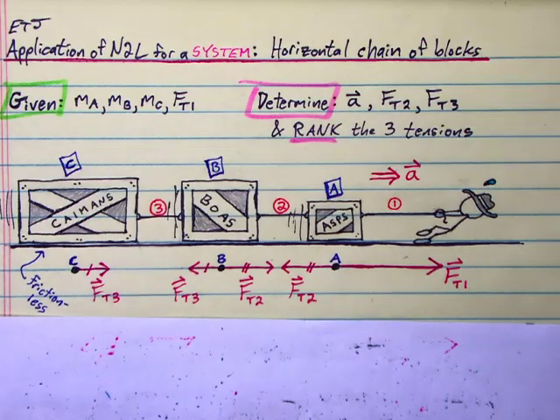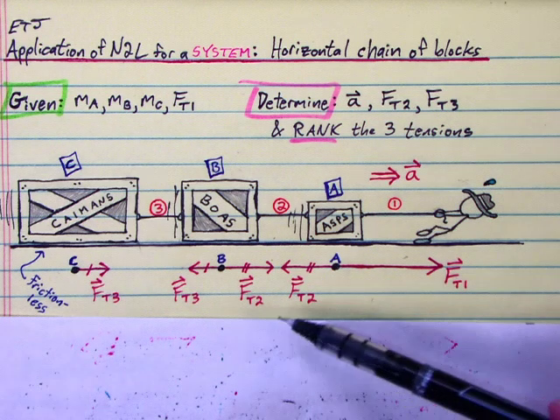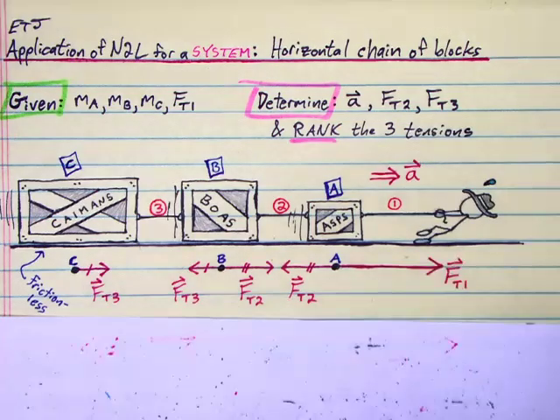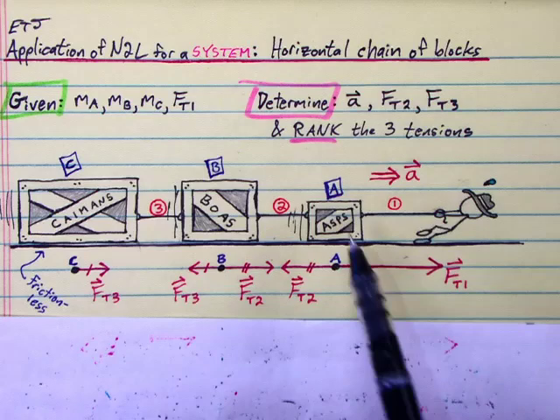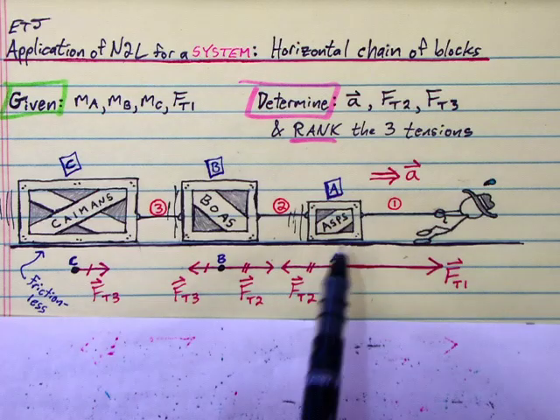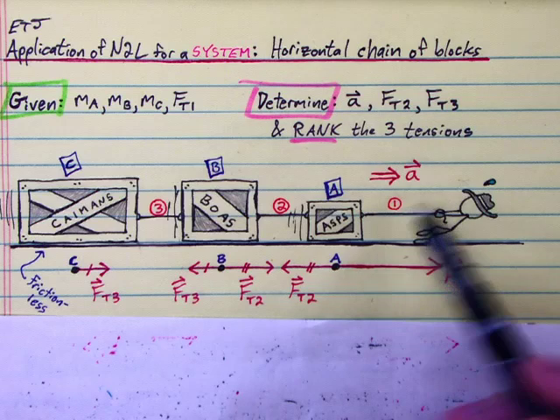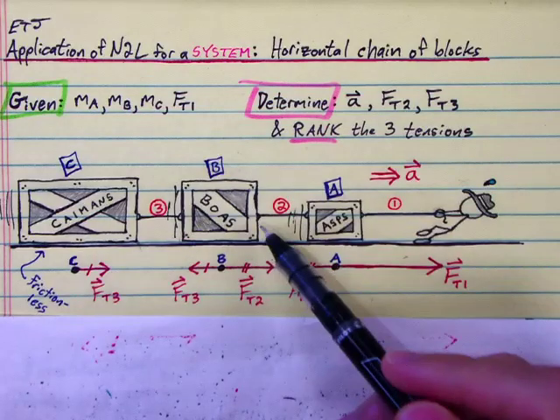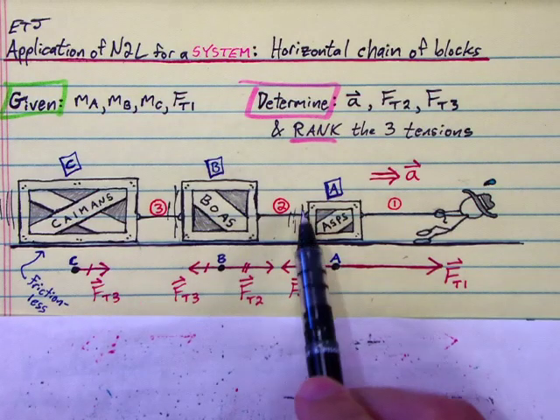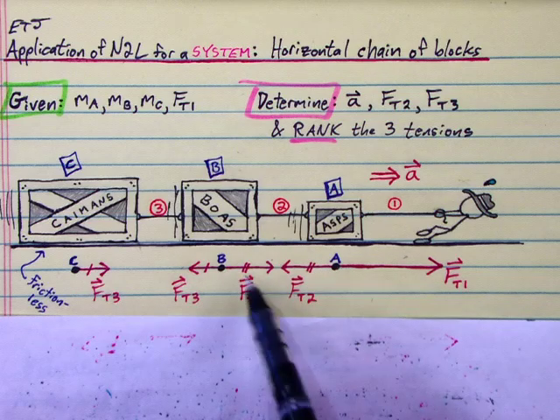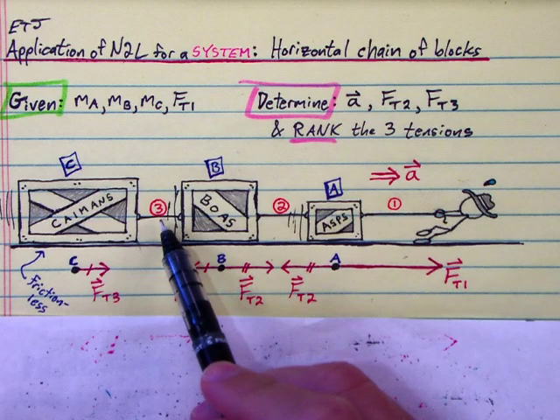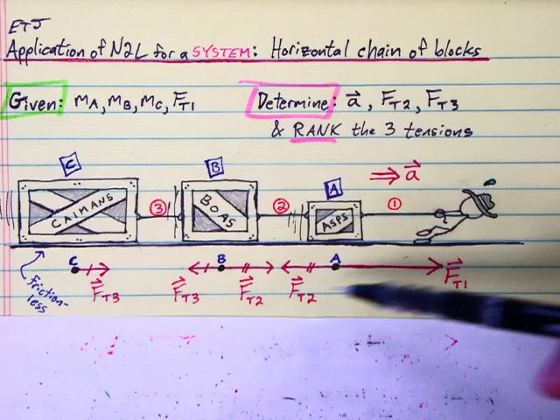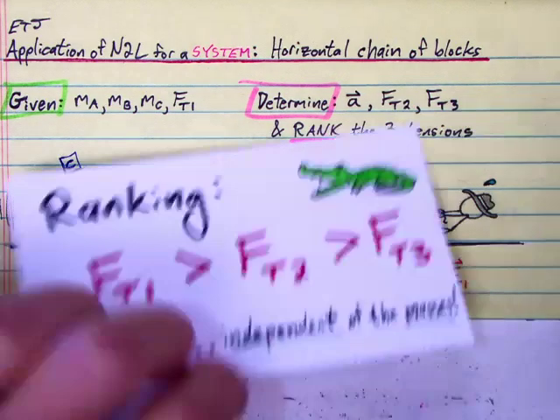Okay, I think without going any further, we can already rank our three tensions here. Looking just at the FBD for crate A, we see that in order for this crate of asps to accelerate to the right, tension 1 has to be greater than tension 2. Likewise, if we look at crate B, the boas, in order for this crate to accelerate to the right, tension 2 here has to be greater than tension 3, pulling backwards on it. So I think we've got it. Tension 1 is greater than tension 2, and tension 2 is greater than tension 3.